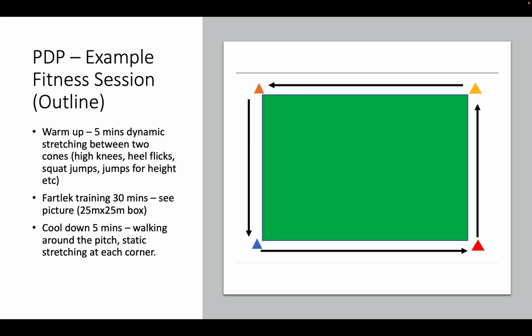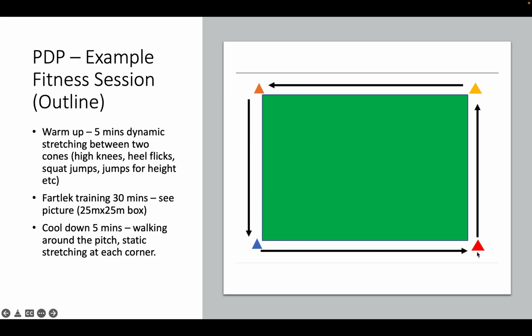So we would start off in the bottom right hand corner of the Astro at the red cone, and with our training partner we would jog towards the yellow cone. When you get to the yellow cone, that tells us that we've got to increase our speed up to a run to the orange cone. When we get to the orange cone, we're going to sprint as fast as we can down to the blue cone. And from the blue cone, we would then walk back to the red.